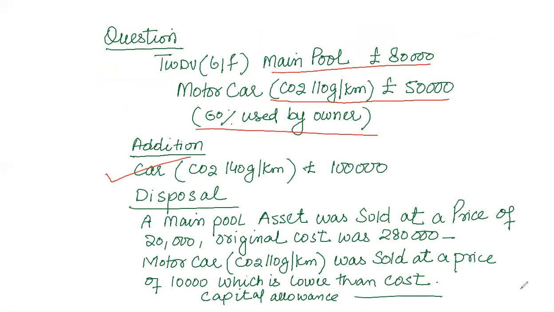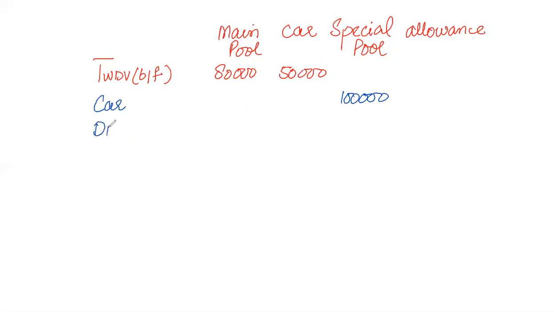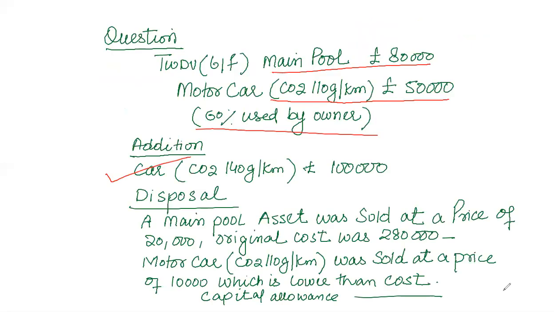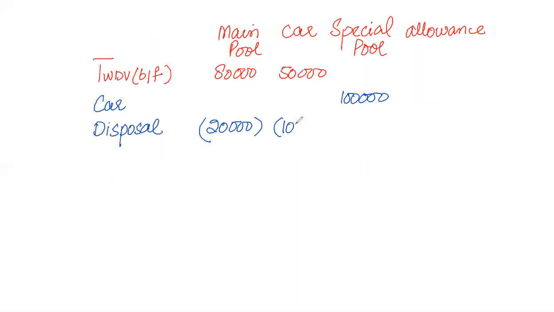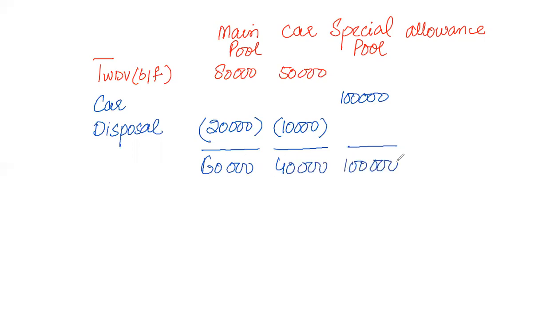A main pool item was sold at a price of 20,000, which is the lower figure. So disposal of a main pool item, and the lower of is 20,000. So deduct from the main pool, and then the motor car has been sold at a price of 10,000. So after addition and disposal, we have the balance available, that is 60,000. Here it is 40,000, and here it is 100,000.